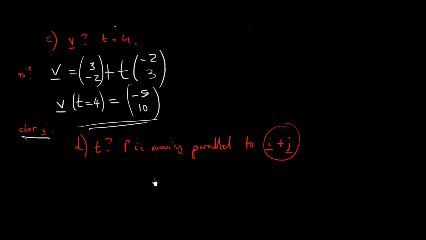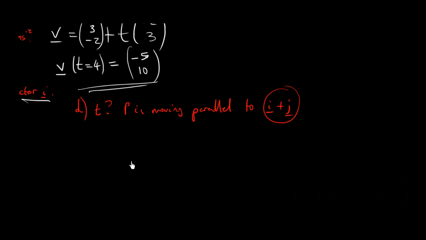Well, a little drawing again does miracles, and i plus j is this vector. If that is i, that's 1 unit in this direction, then j is 1 unit in that direction. So the vector i plus j is this vector, right? We translate the j vector to here and we add it, heads to tails, and we get our resultant. And so they're asking us for when P is moving in that direction.